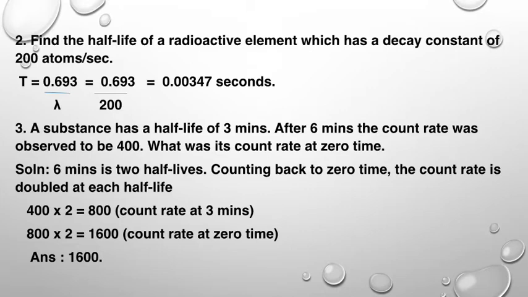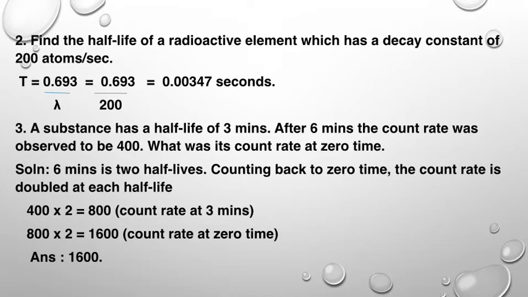A substance has a half-life of 3 minutes. After 6 minutes, the count rate was observed to be 400. What was its count rate at 0 time? We have to be careful here. The 400 is not the original value of the number of atoms. The 400 was the value that was left after 6 minutes.